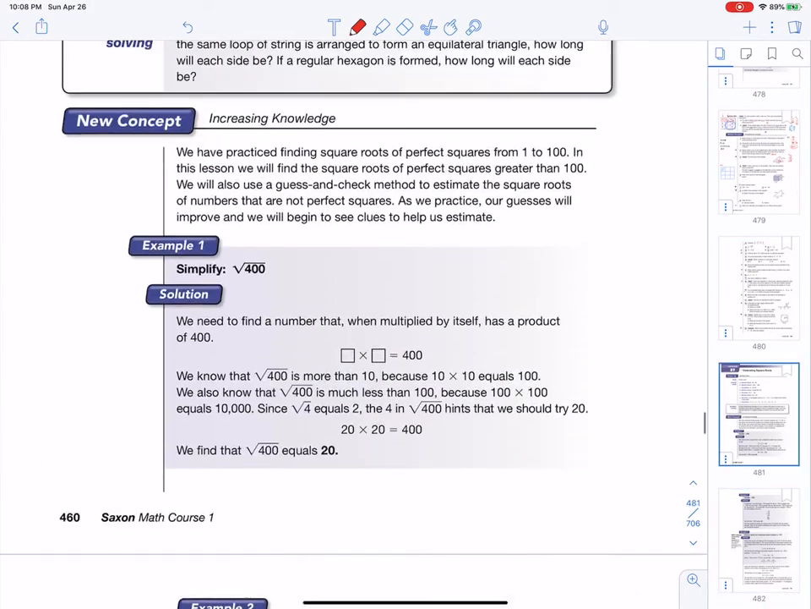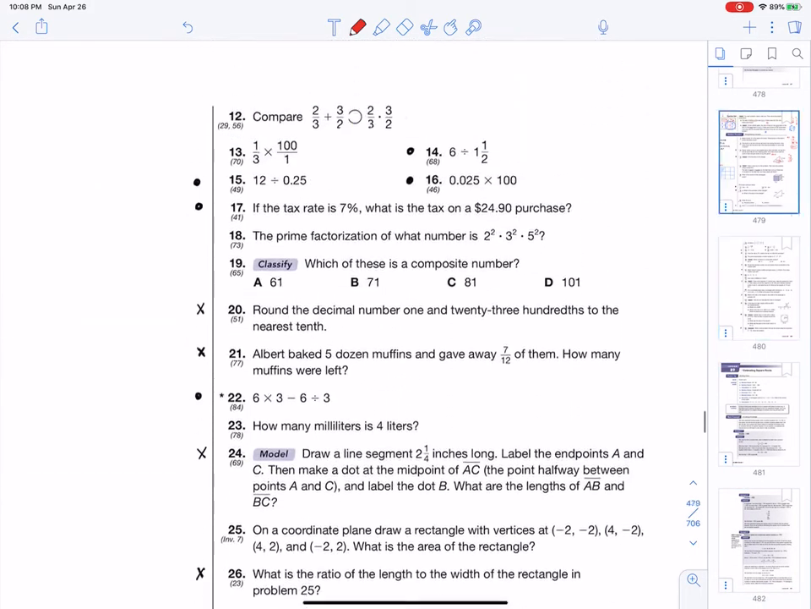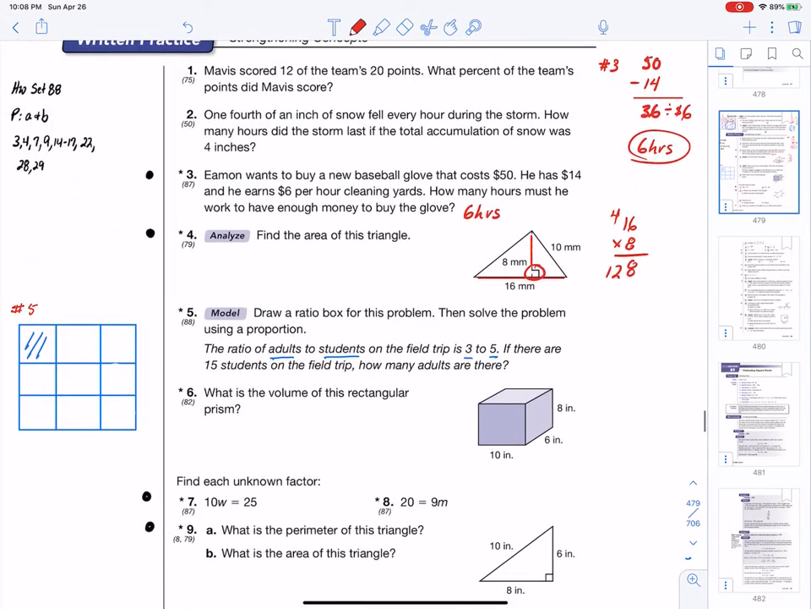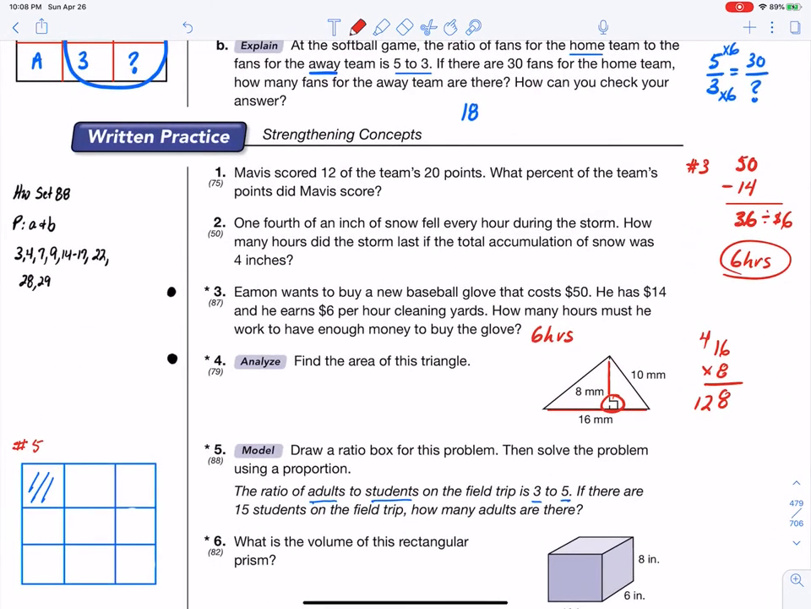Then divide. Whoa, that went all over the place, didn't it? Let me get back to the right spot. That was so weird, wasn't it? And that popped up. There.